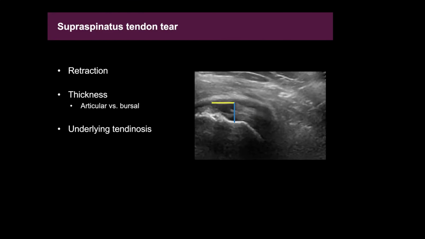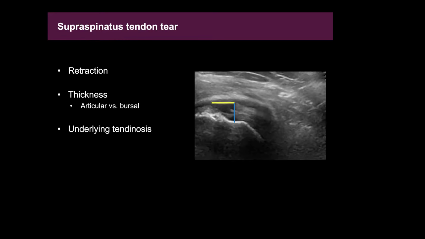And in our case, you could see a little bit of thin hyperechoic fiber, kind of little remnant fiber between the retracted tendon and the greater tuberosity. But I would probably call this full thickness because I think that fiber is pretty much insufficient to hold that cuff tendon in place anyways.